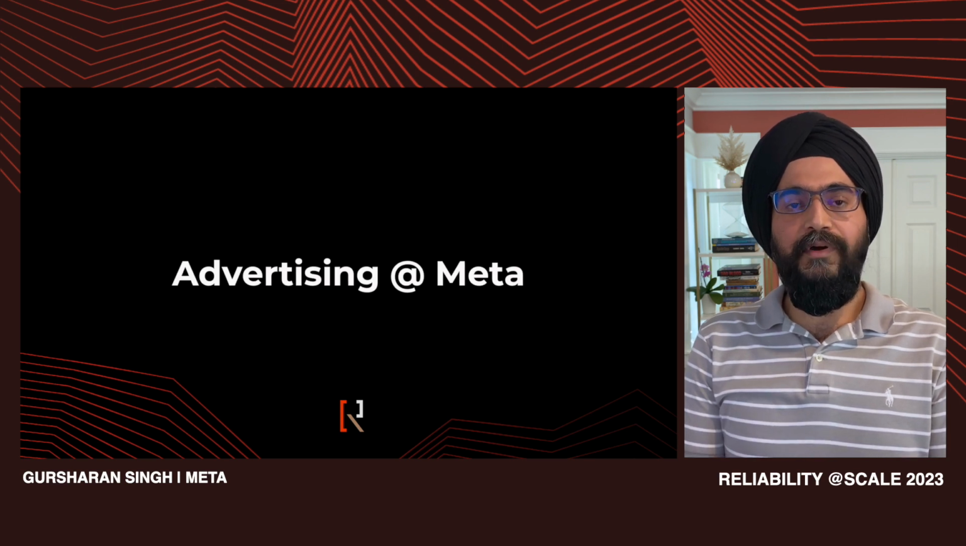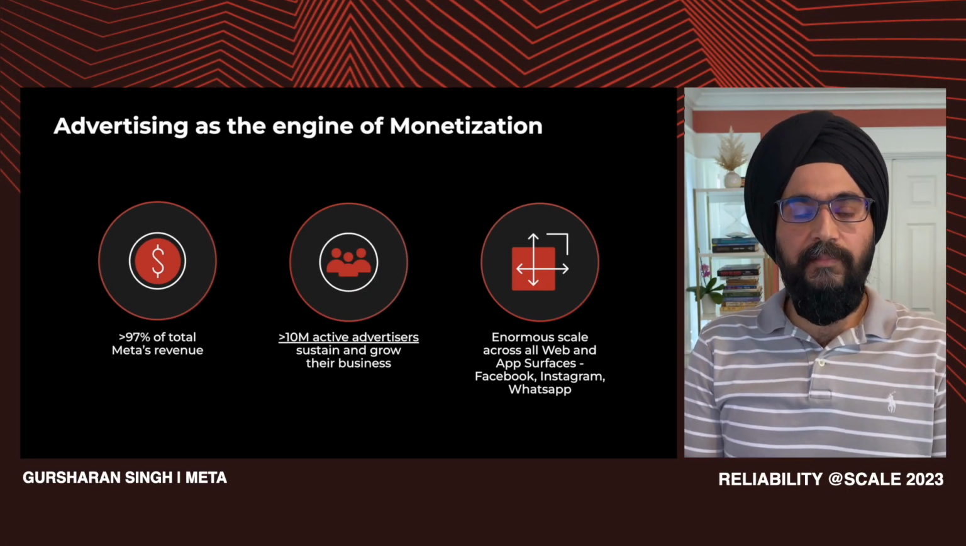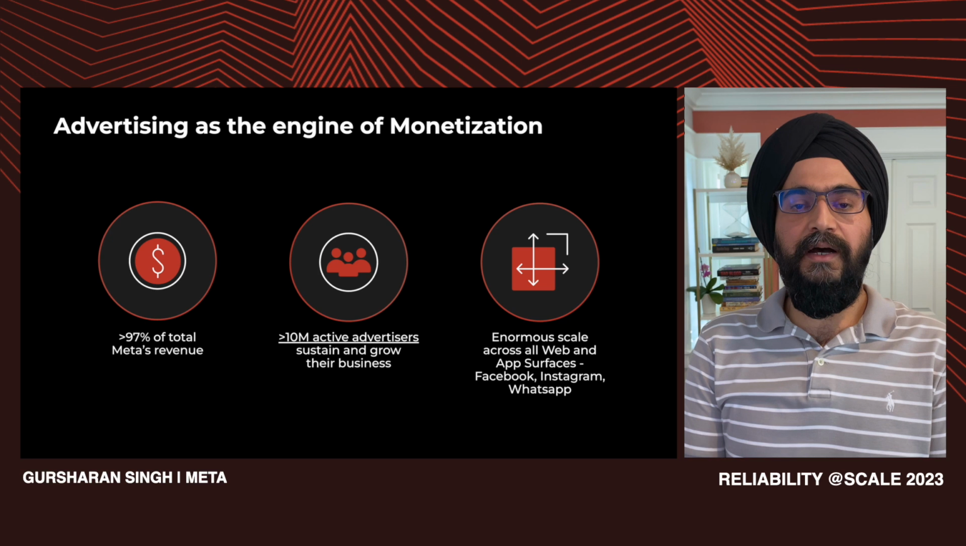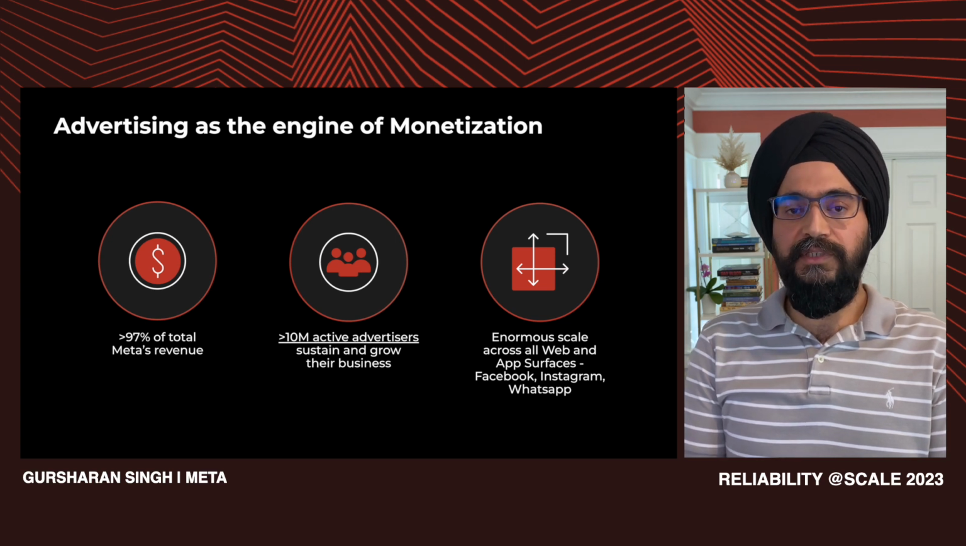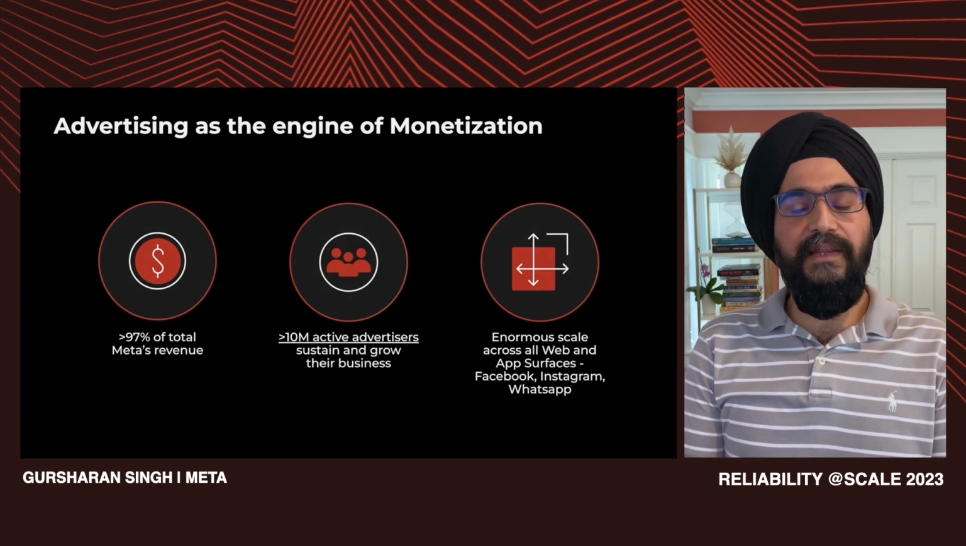Let me give you a brief overview on advertising at Meta. Advertising at Meta forms more than 97% of our revenue. We operate consumer products that are used by billions of users and creators every day. More than 10 million active advertisers use the platform to sustain and grow their businesses and reach their potential users and consumers. And more than 3 billion daily active users use the platform for their social needs every day. That forms the user base that these advertisers can reach. Overall, across the billions of users and millions of advertisers, we see an enormous scale across all our surfaces on our apps, vis-a-vis Facebook, Instagram, WhatsApp, and web.